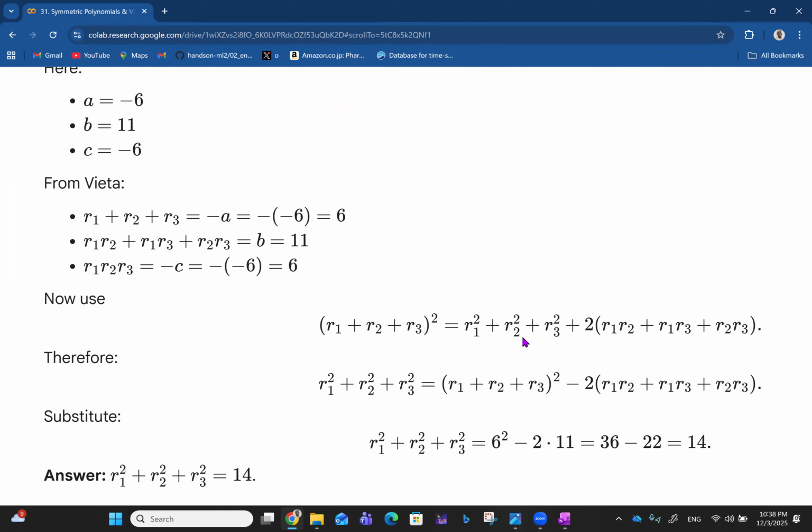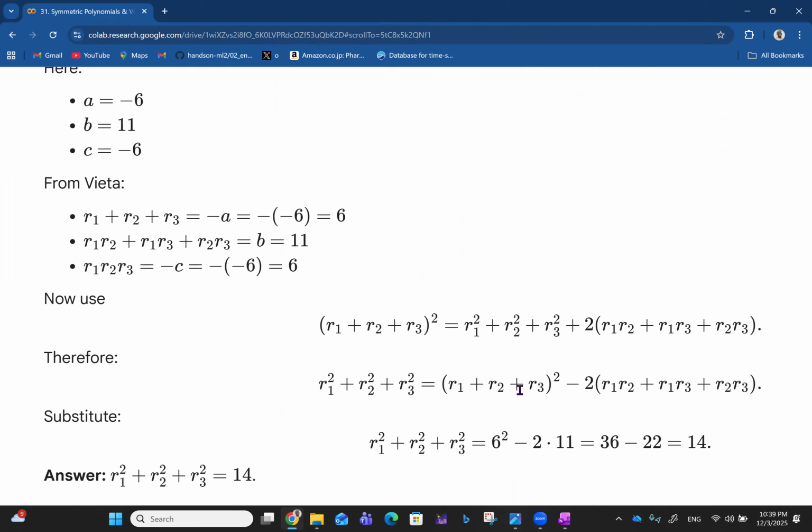So that simply means that this is what you're looking for: R1 squared plus R2 squared plus R3 squared. So you can make this the subject of the formula. If you transfer this, you have R1 plus R2 plus R3 all squared minus 2 times R1 R2 plus R1 R3 plus R2 R3. So we can then substitute, since we know this is what we are looking for.